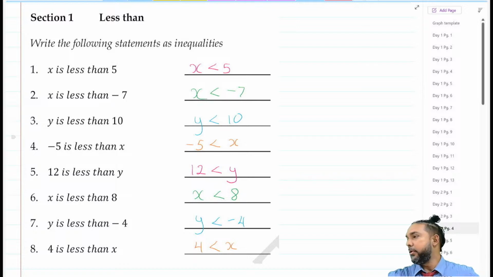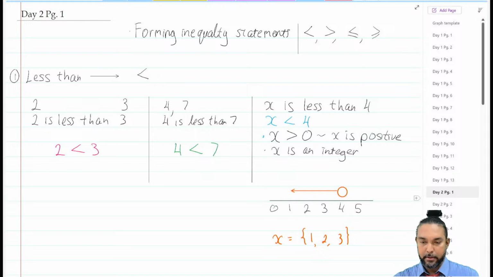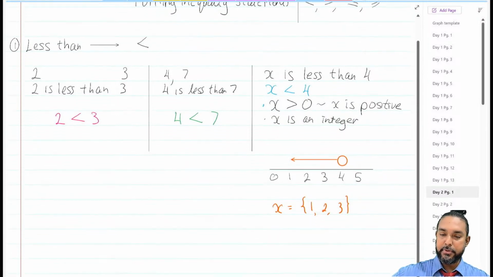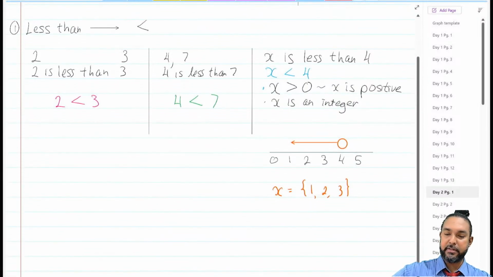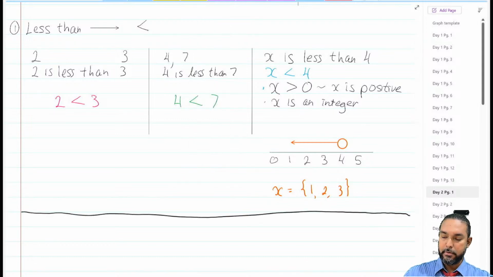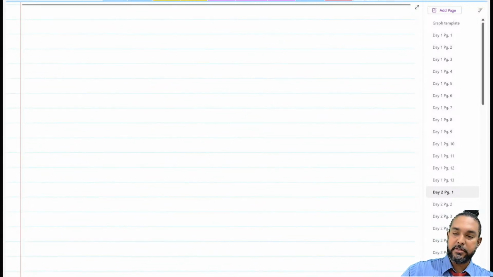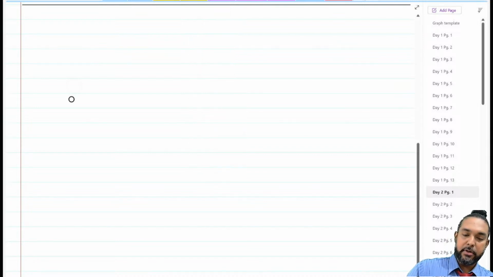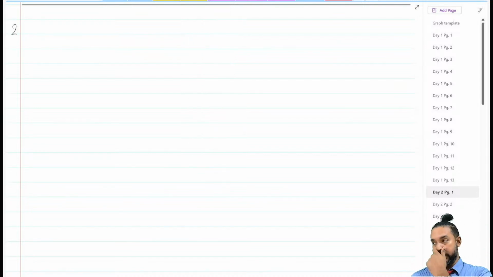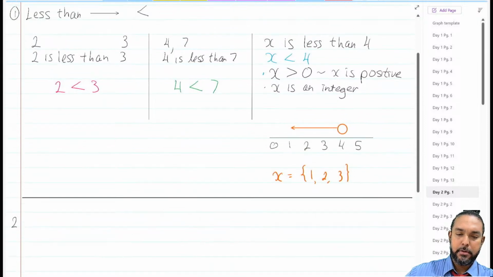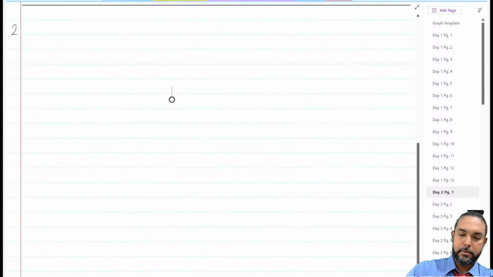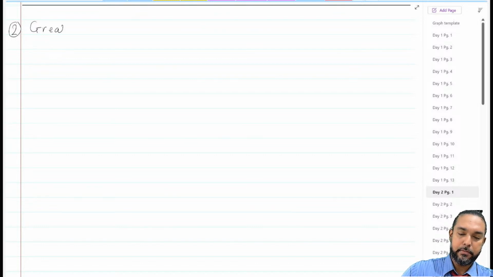Okay, we're jumping back to page 1. All right, I'm going to put some notes just below here. Give me a sec to just separate a line. All right. So in this section now, we're going to talk about the opposite of less than, which is greater than. So we're talking about the greater than symbol.